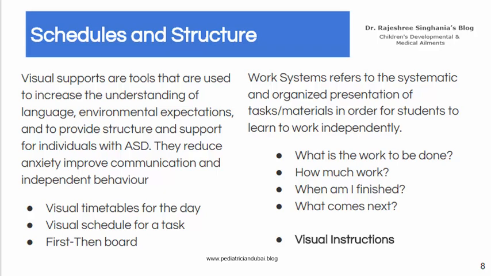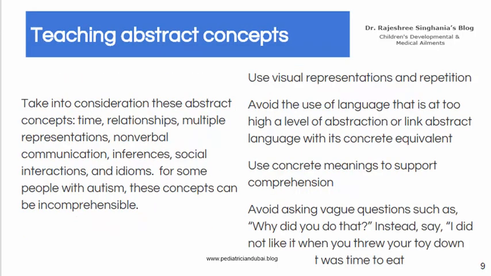So using pictures to teach. A task can be broken up into simple steps and picturized so that the child can learn. And the child also needs to be very clearly told what is to be done, and told through pictures, mind you, what is to be done, how much work is to be done, when am I starting, when am I finishing, what will come next. As I said earlier, abstract concepts are very important and very difficult for these children.